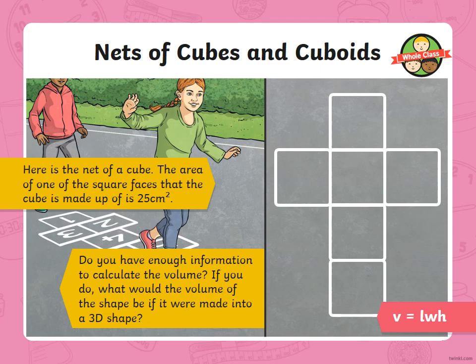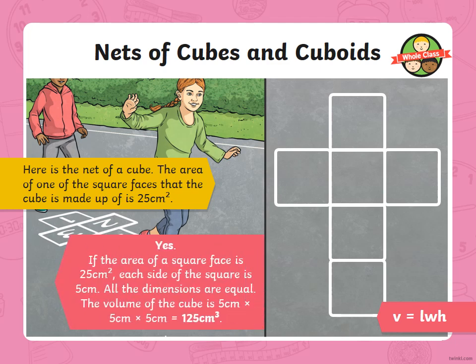Excellent. Let's go through the answer. If the area of a square face is 25 centimeters squared, then we need to find the square root of 25. The square root of 25 is 5. So now we know that all of the dimensions are 5 centimeters, and we can use that to help us using the formula, length times width times height. So we do 5 times 5 times 5, which gives us 125 centimeters cubed. Well done if you managed to get that.